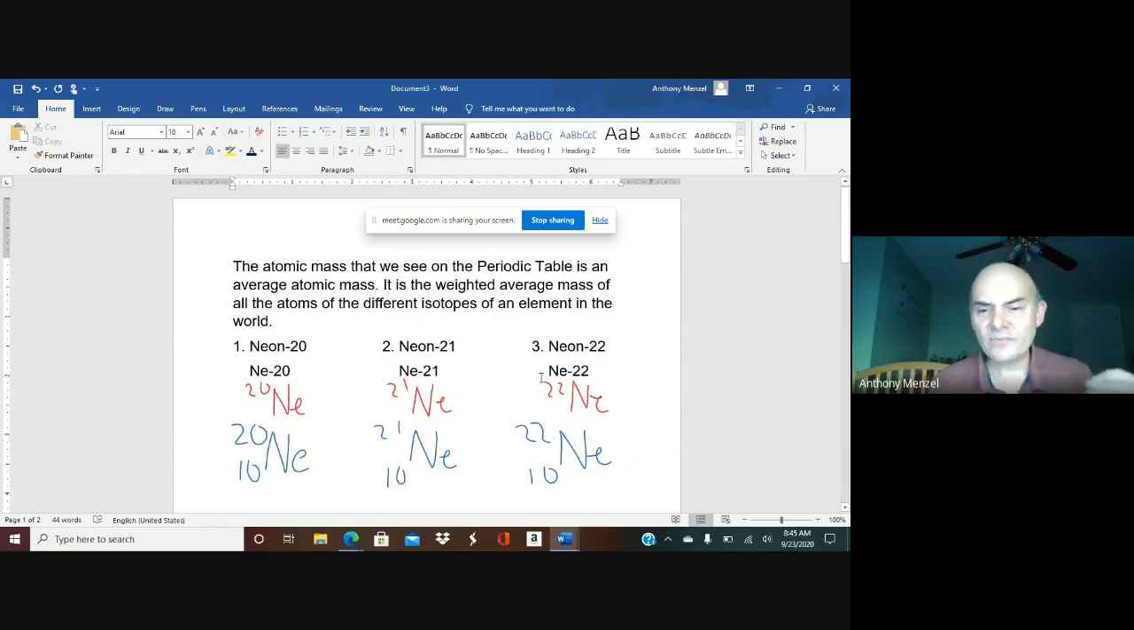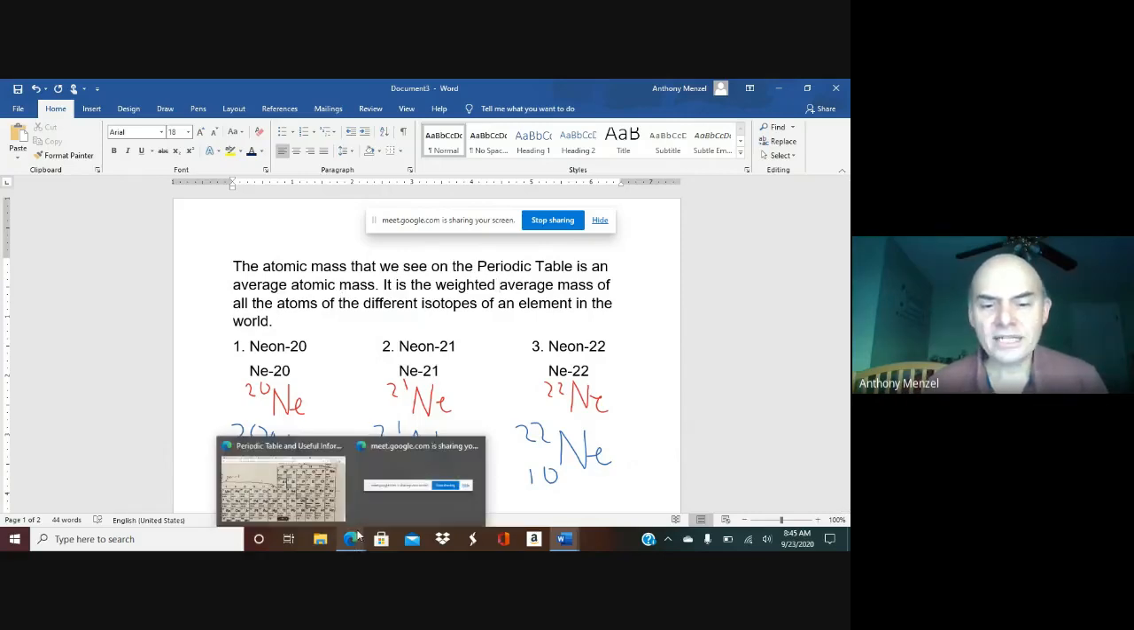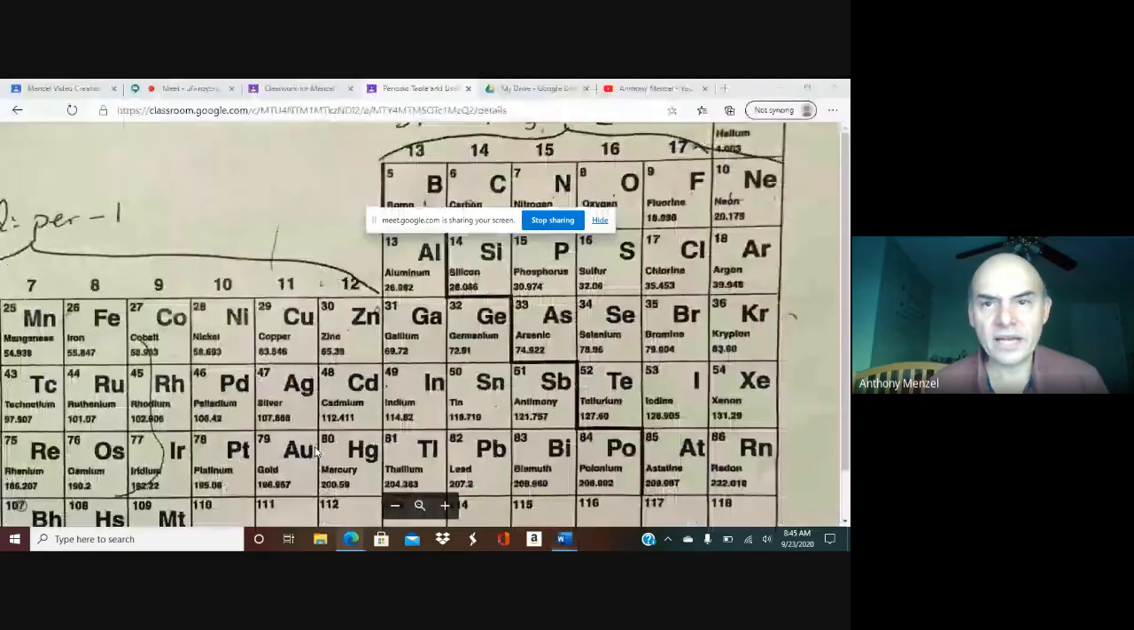So that's just a very important way of reviewing how to represent the isotopes with the isotope notation, and also taking into account the difference between the mass of the isotope and the average atomic mass that's found on the periodic table.